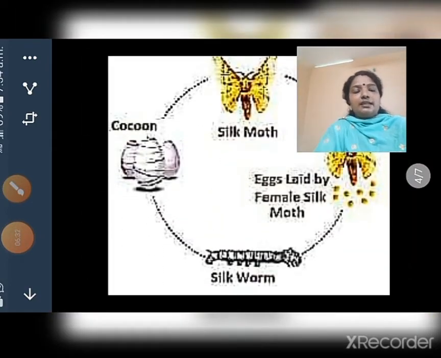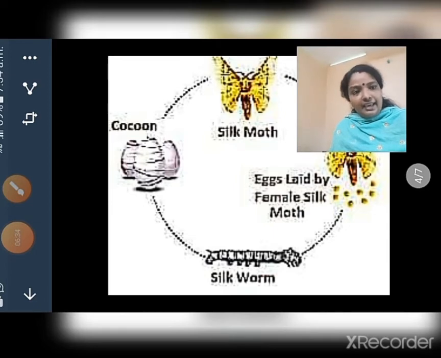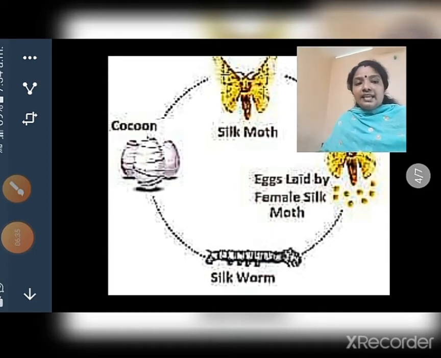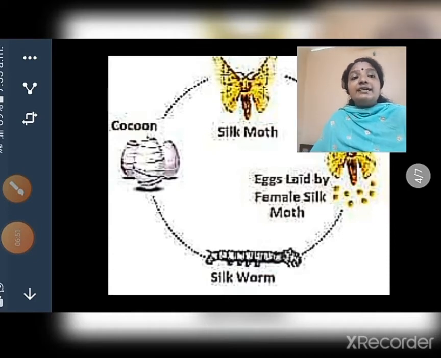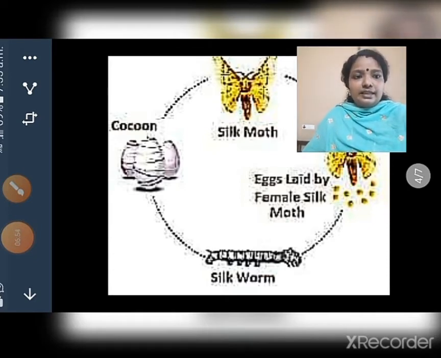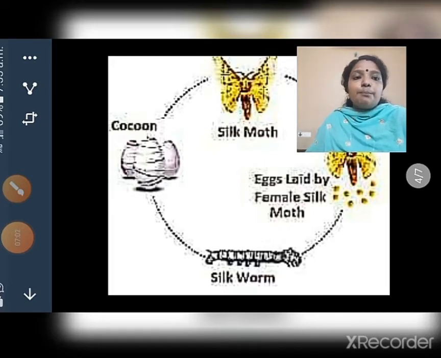At first, the female silk moth lays eggs. These eggs hatch into larvae, known as caterpillars or silkworms. These caterpillars eat a lot of mulberry leaves and increase their size. Then it enters the next stage, which is the pupa.